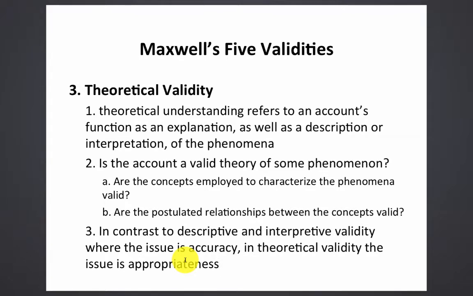Theoretical validity refers to an account's function as an explanation as well as a description of or interpretation of the phenomenon. So is the account a valid theory of some phenomena? Are the concepts employed to characterize the phenomena valid? Are the postulated relationships between the concepts valid? So in contrast to descriptive and interpretive validity, where the issue is accuracy, in theoretical validity the issue is appropriateness. And so this is where other literature is often brought into the conversation, and we're judging whether or not we see an alignment or a match between the interpretation a person comes up with and the theory they're trying to build.